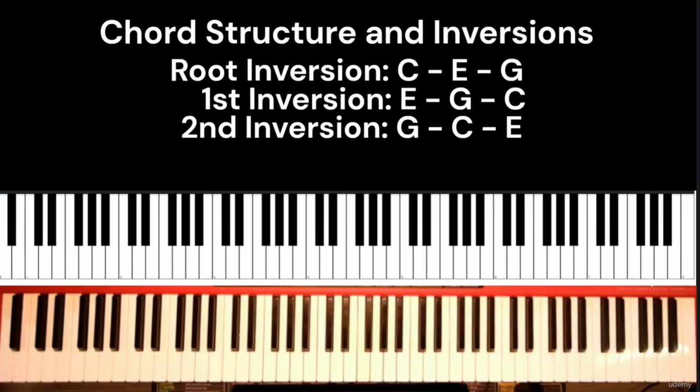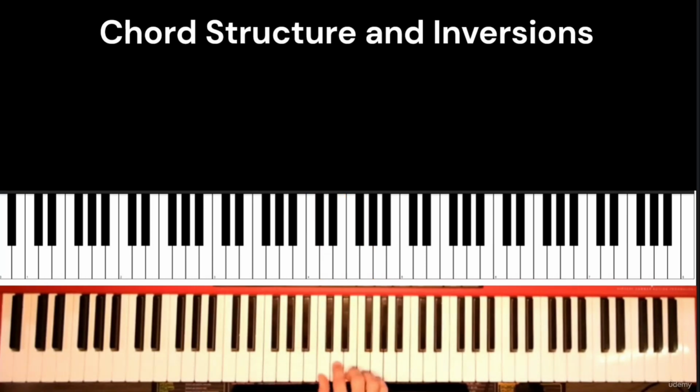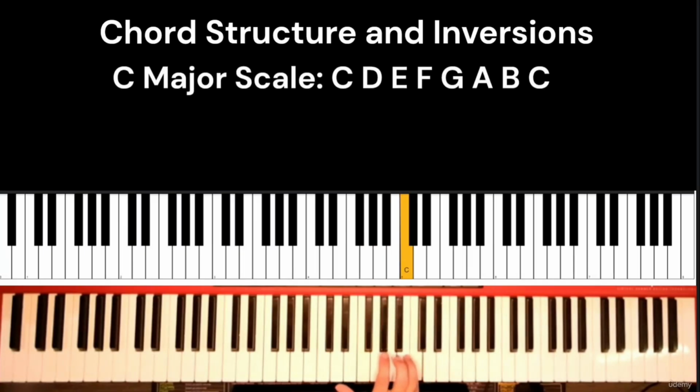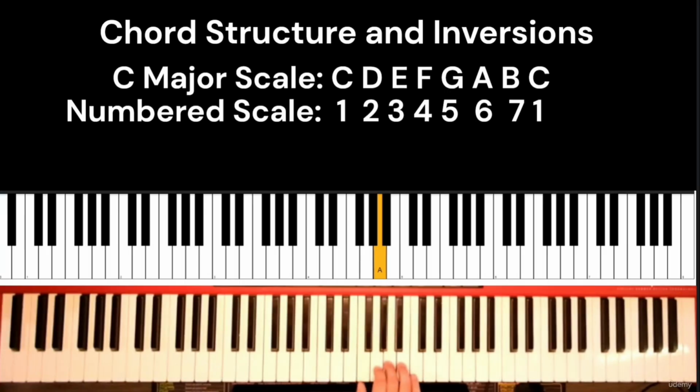Now, let's go back to the root triad again. Let's think of the C scale, and I want you to start thinking about numbering each note in the scale. 1, 2, 3, 4, 5, 6, 7, and back to the 1. So there are 7 notes in the scale. 1, 2, 3, 4, 5, 6, 7, and then we're back to the 1.